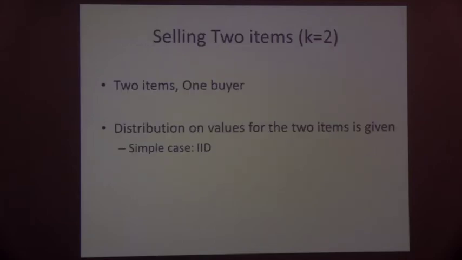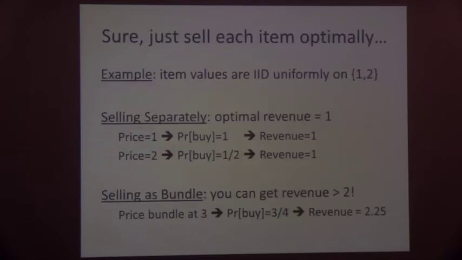Now, how about two items? Just two items, one buyer, and the distributions for the two items are even just the same, IID. Let's look at the example where the item values are independent, identical distributions, uniform on two numbers, one and two. So it could be $1 and it could be $2, and this is a 50-50 proposition. Selling separately, it turns out that the optimal value is equal to one. And you can see that there are several different ways of achieving this optimal value.